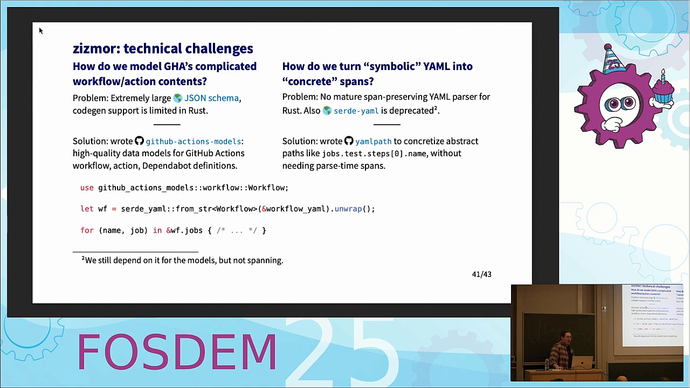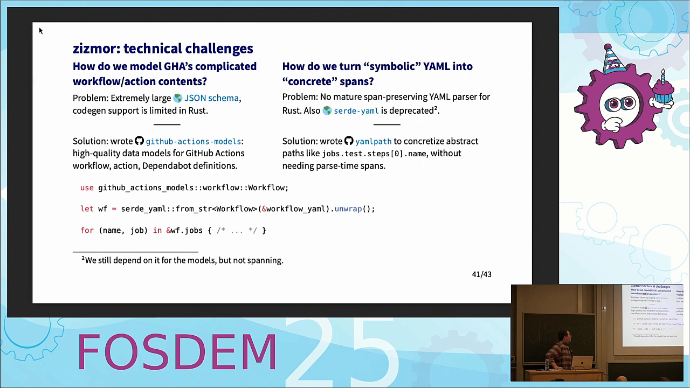Some technical challenges. Like I said, it's all YAML hell under the hood. So one of the questions is, how do we model GitHub's complicated workflow and action contents? It's an extremely large JSON schema that's public, but it's very large and complicated. And codegen support is limited in Rust for JSON schema. Solution is we have this GitHub Actions models crate, which has handwritten data models for every single part of GitHub Actions, which we then use to generate those spans for YAML spanning back to the source.